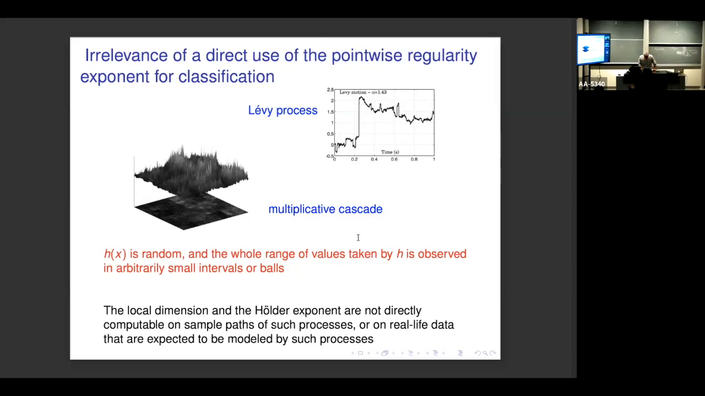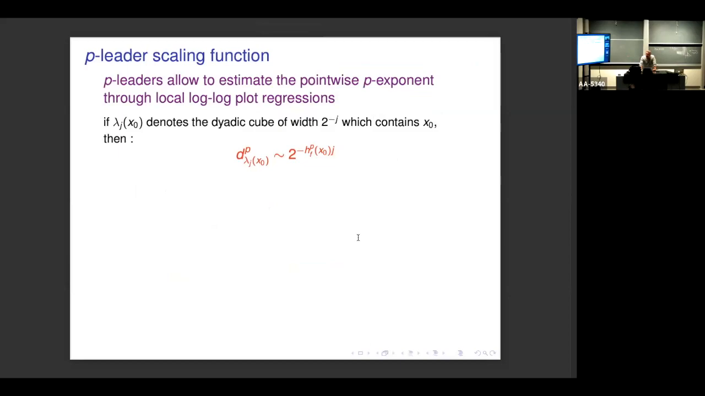So I will say a few words about multifractal analysis, and the important point is that it explains why I insisted on these multi-resolution quantities, and the fact that you want to have a multi-resolution quantity which by pointwise log-log plot regressions gives you the corresponding exponent, and this is really what you need in multifractal analysis. That's why I insisted a little bit, saying that wavelet leaders are the right tool for Hölder exponent, p-leaders are the right tool for p-exponents, and so on.